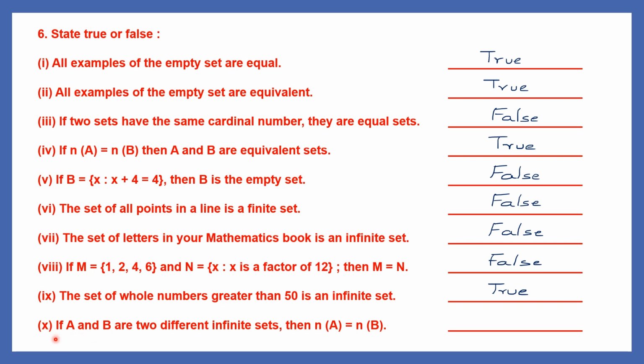Next one. If A and B are two different infinite sets, then the cardinal number of A will be equal to the cardinal number of B. Yes, isn't it? Because A and B have elements that cannot be counted. So that will be endless, limitless. So the cardinal number of both the sets will be equal. So this statement is also true.